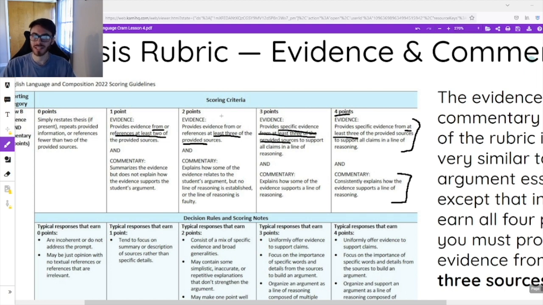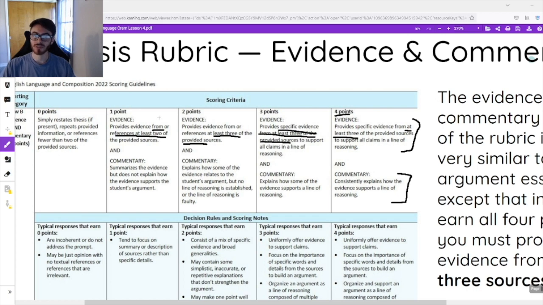The most you could possibly get is 3 out of 6 points if you only reference or cite 2 sources. In order to get even 4 of the 6 points for this essay, you need to use evidence from at least 3 sources. Very, very important. You must incorporate at least 3 sources.